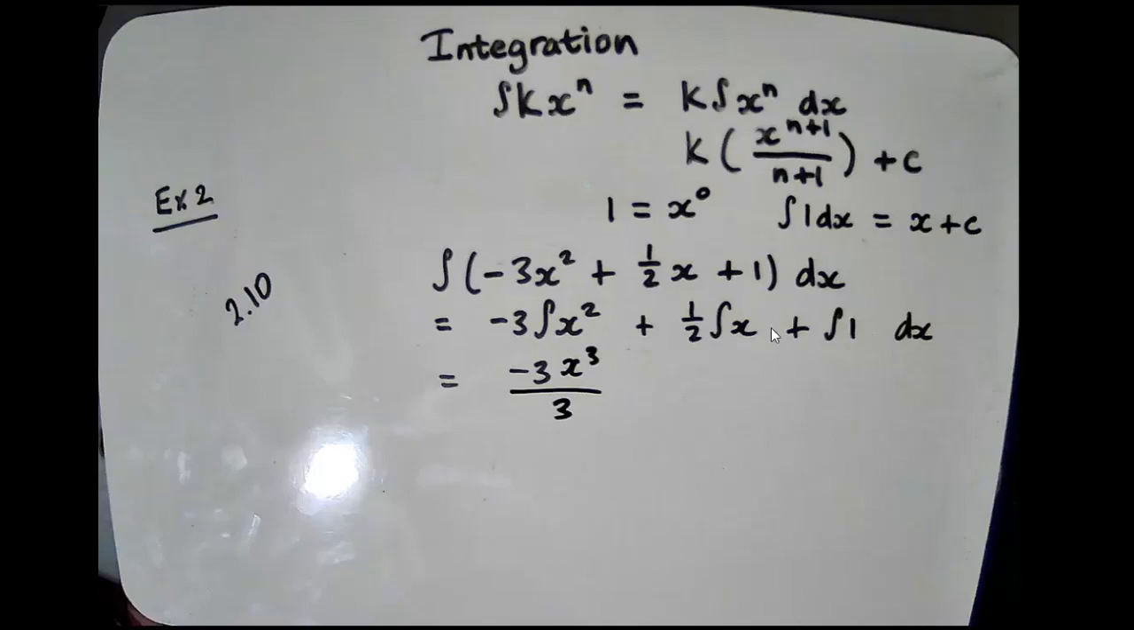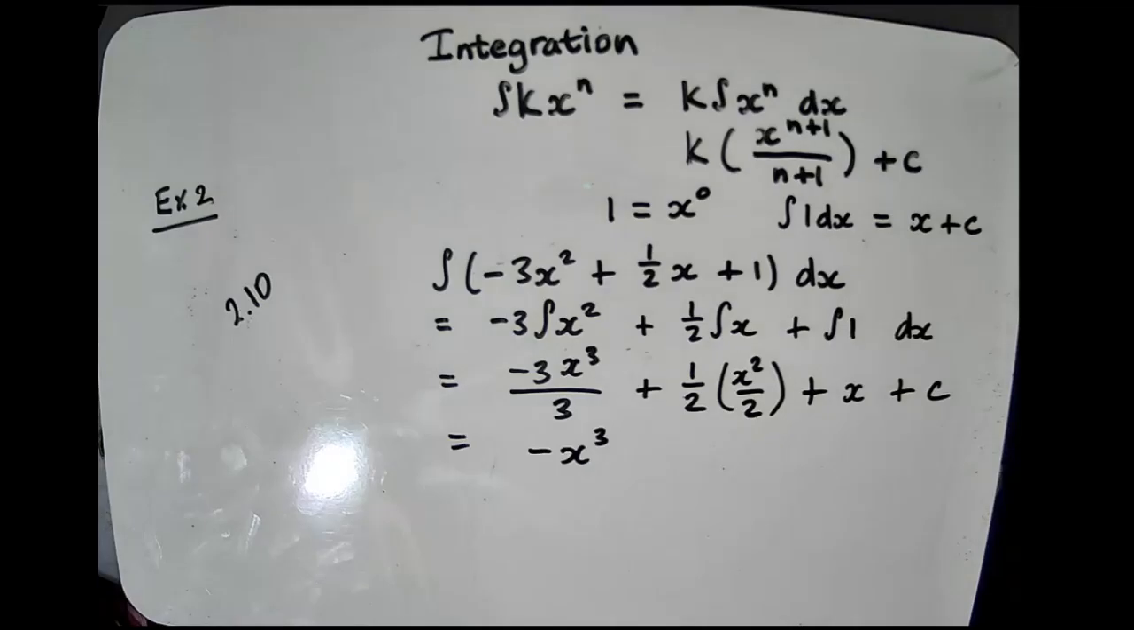Right, so here we have x to the 1. So 1 plus 1 is 2. So this will be x squared over 2. Right, and then we have a number. We know a number is going to be x plus c. Right, so notice here we're going to cancel the 3's, and so we're going to be left with minus x cubed. Now this one, it's 1 times x squared. So 1 times x squared is x squared. 2 times 2 is 4. So x squared over 4. And then we have plus x plus c, and that is 2.10.